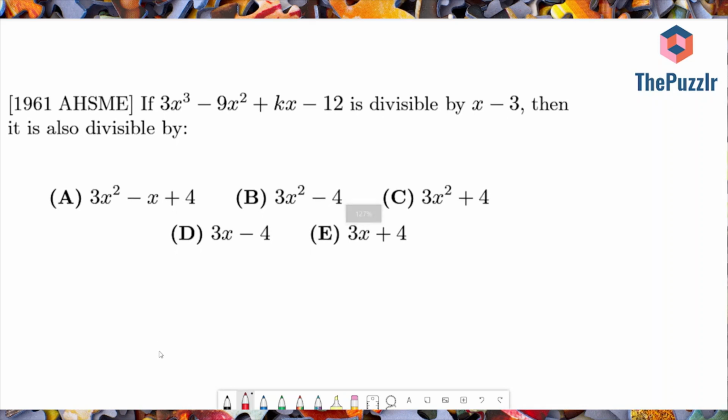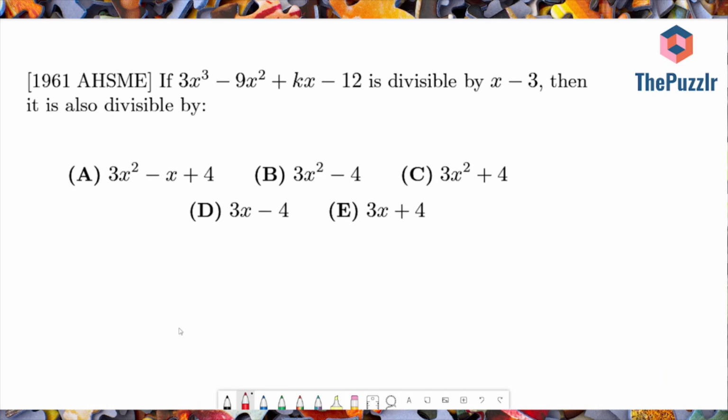If 3x cubed minus 9x squared plus kx minus 12 is divisible by x minus 3, then it is also divisible by what of the 5 choices? This problem is also from the old version of the AMC. And here, we're going to find out something new. If we plug in 3 into this expression, let's call it p of x, p of 3 is going to give us the remainder. But since it's divisible by x minus 3, the remainder is 0. So if we plug in x equals 3, we should get 0 as our answer.